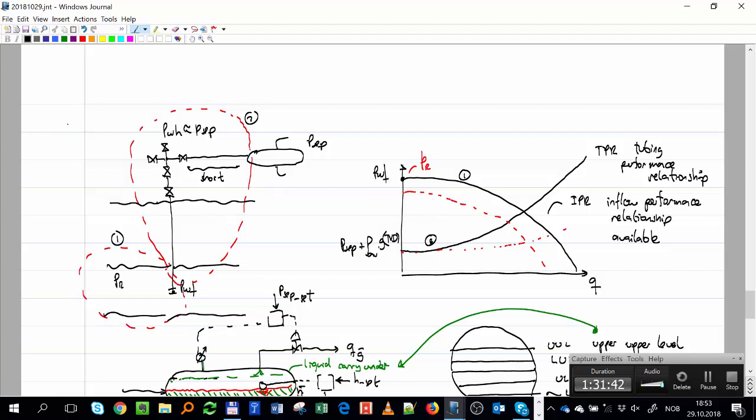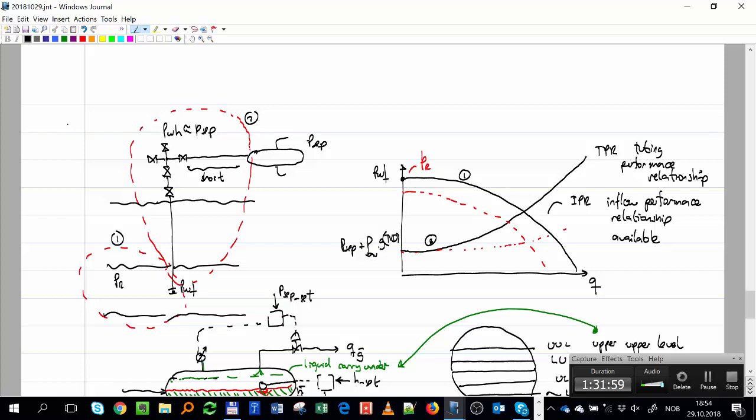And I'm saying, if you do it from PR to PWS, that curve has a name. The industry has given it a name. It's called Inflow Performance Relationship, IPR. We are going to see tomorrow where it comes from. And it goes down.